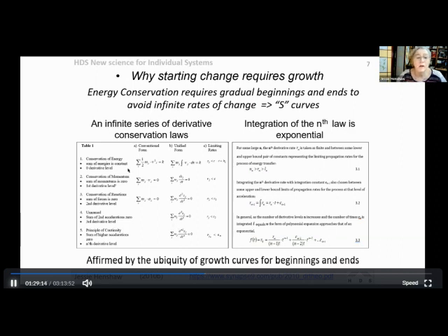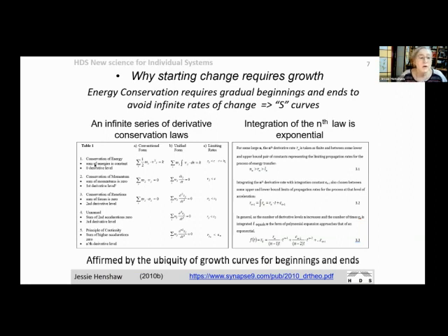And this is the map of a proof of that, where the three conservation laws, conservation of energy, momentum, and reaction forces, are related as integral and derivative of each other, and then projecting that into an infinite series of conservation laws gives me something to then reintegrate and produces the form of an exponential curve. So, along with the reasoning behind it, that says that all change requires an S-curve growth process, affirmed, of course, by observation of the ubiquity of growth curves for beginnings and ends everywhere we look.